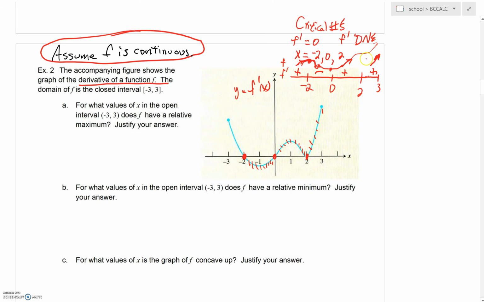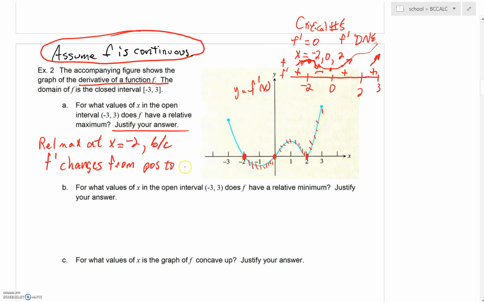But, do we have a relative max? Well, yeah, at -2. You can say that there's a relative max at x equals -2. They want us to give a reason how we know that. And that's because f prime changes from positive to negative. You also could say f changes from increasing to decreasing.